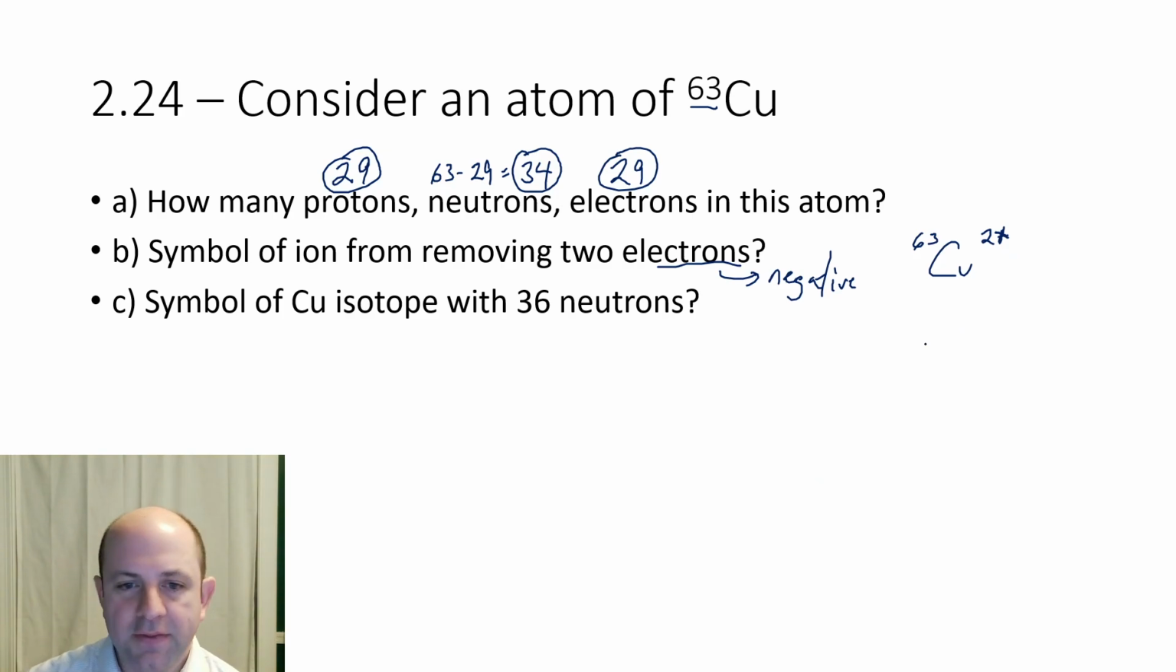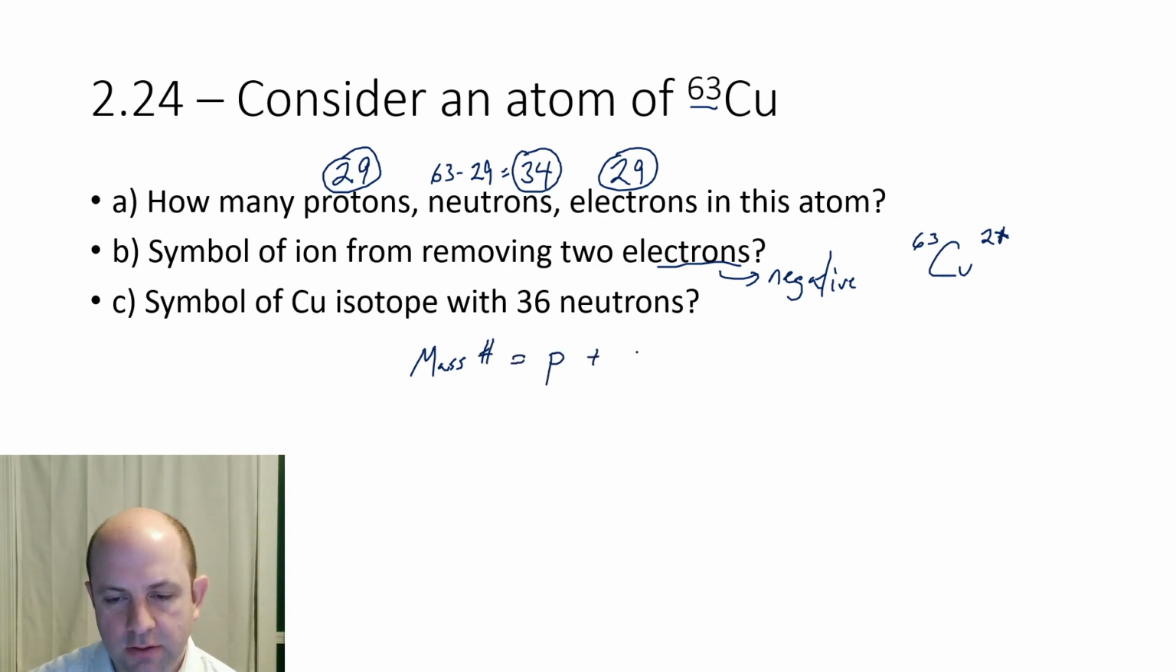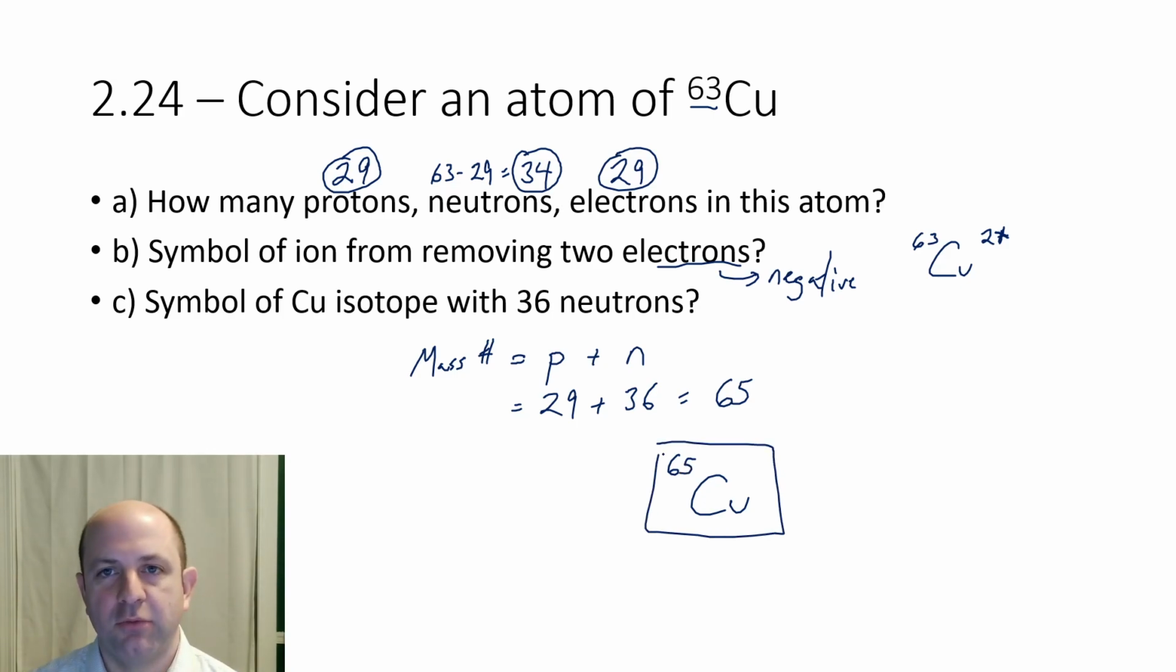All right. And then the final thing, it says, well, what would the symbol of copper be if we have 36 neutrons? Well, again, the mass number is always equal to the protons plus the neutrons. The protons are still 29. If it's copper, it is always 29, no exceptions. But now they've told us there's 36 neutrons. Well, that means it's going to equal 65. So we'd have copper as our symbol, and we would put 65 up in the corner, and that's the symbol of that isotope.